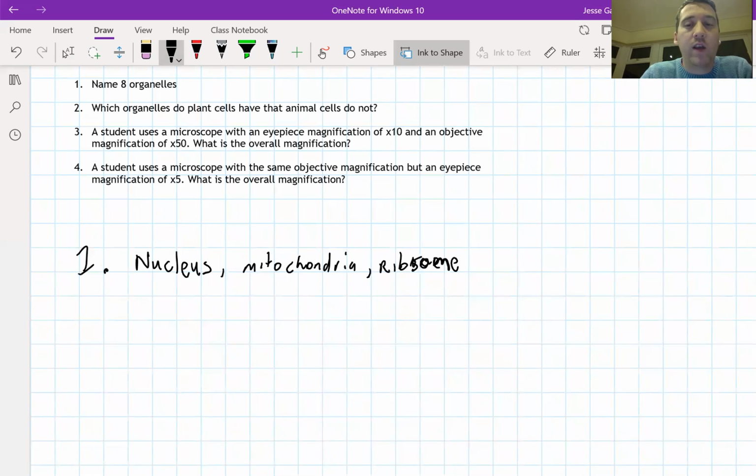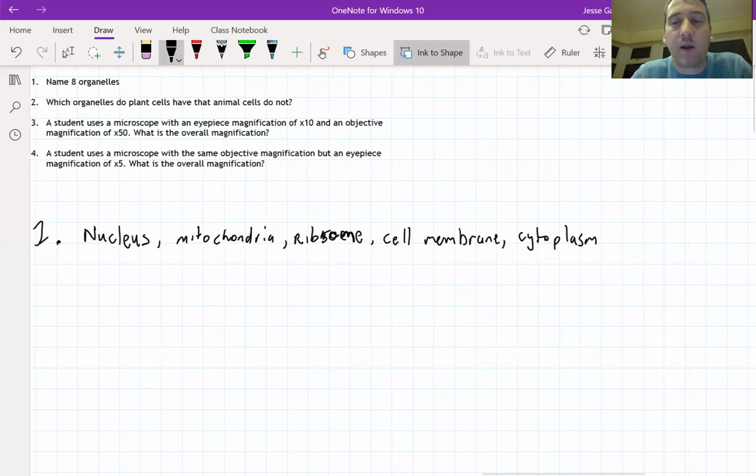Okay, right, let's go. Nucleus, we have mitochondria. We have ribosome. Again, tick these if you have them right. If you don't have them right, you need to add them in. Ribosome. We have cell membrane. And again, these should be flowing out of you now. You should know these. We've done these 2 or 3 times already. Cytoplasm.